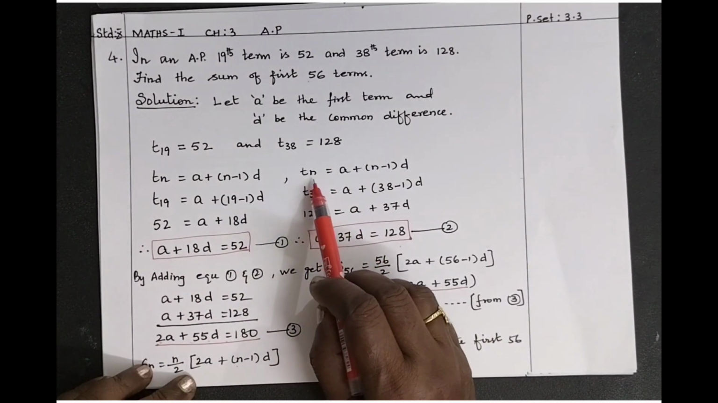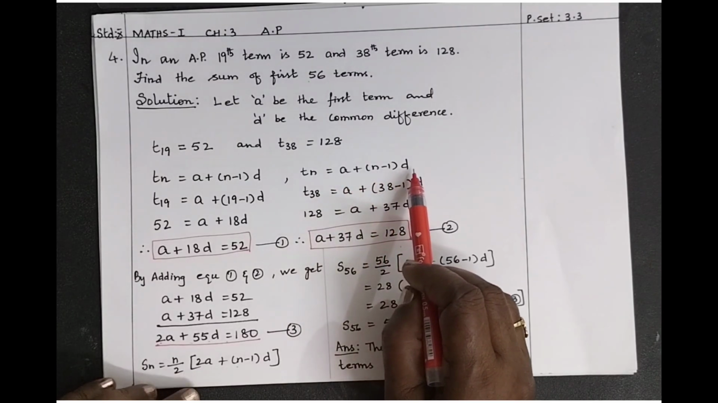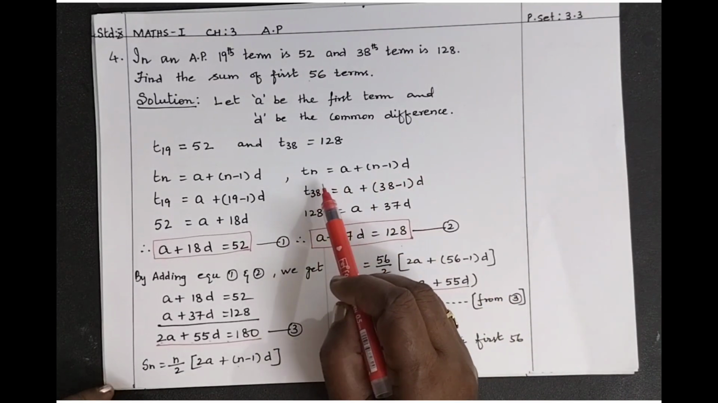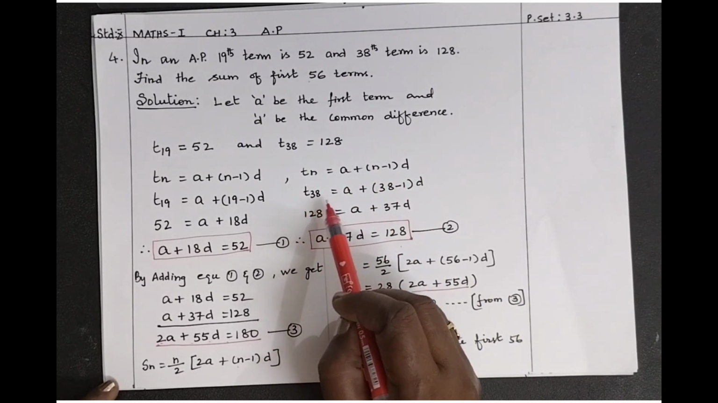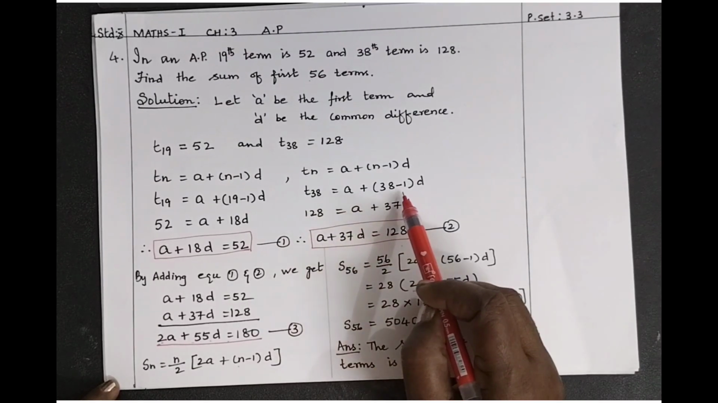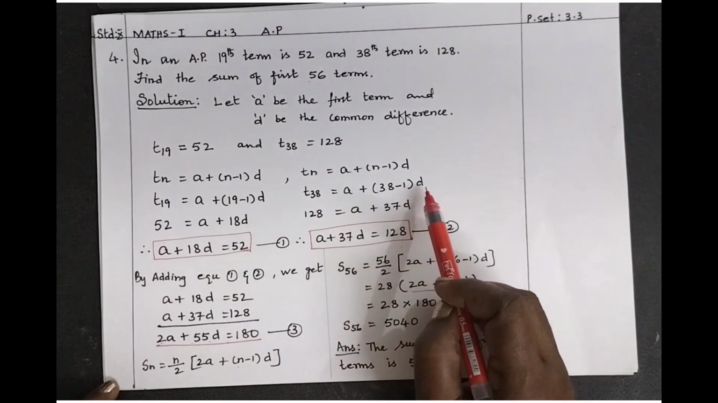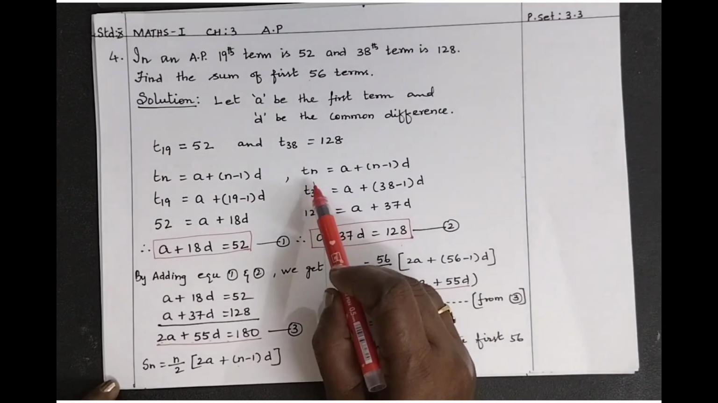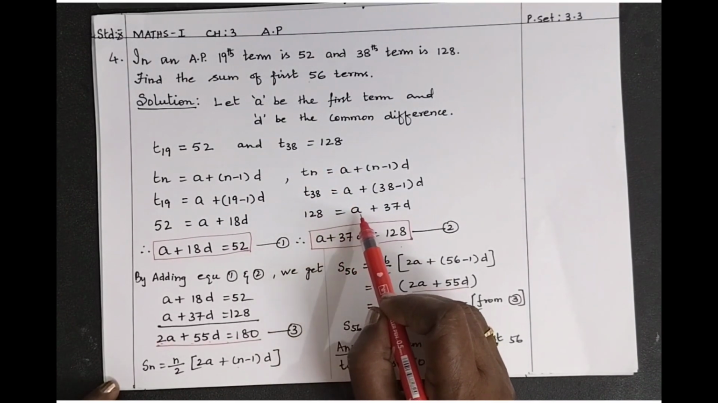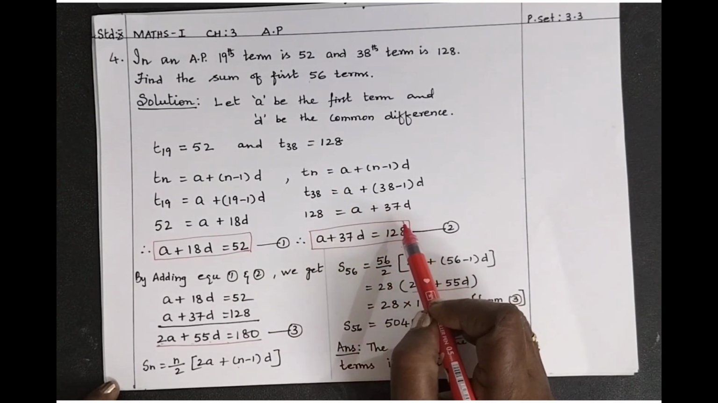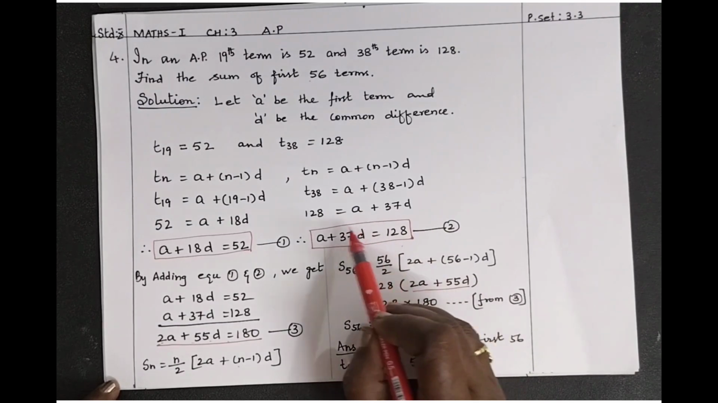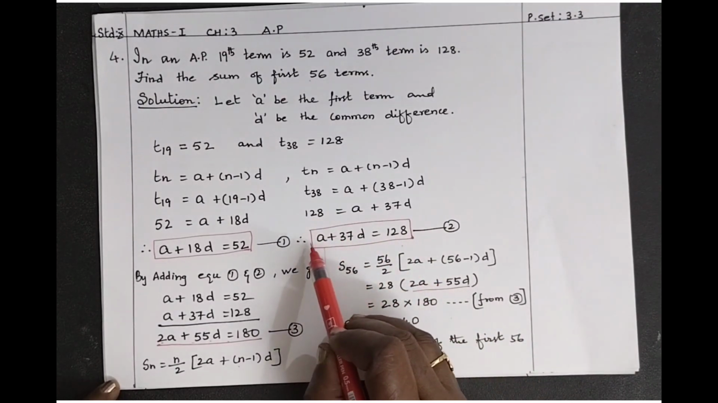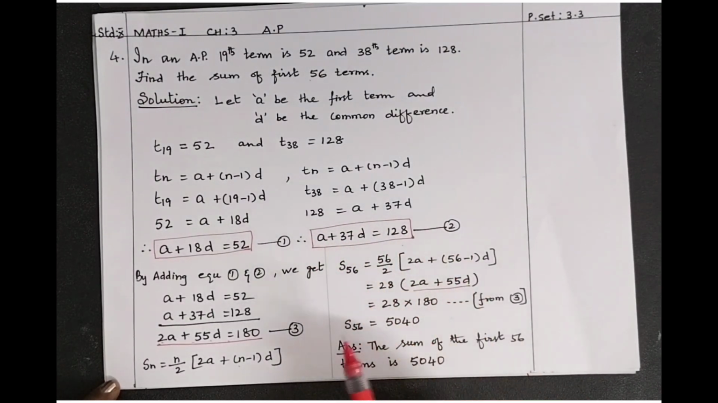Similarly, Tn equals A plus n minus 1 into D. Therefore, T38 is equal to A plus 38 minus 1 into D. So, T38 is 128, which is equal to A plus 37D. So, A plus 37D equals 128. Let us take this as the second equation.